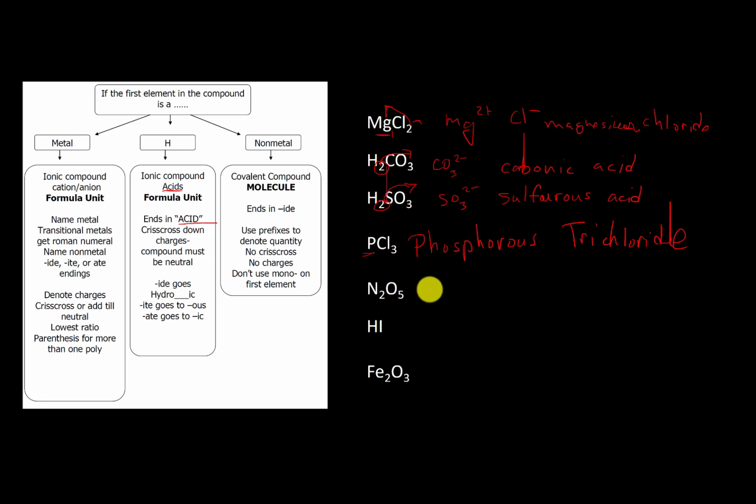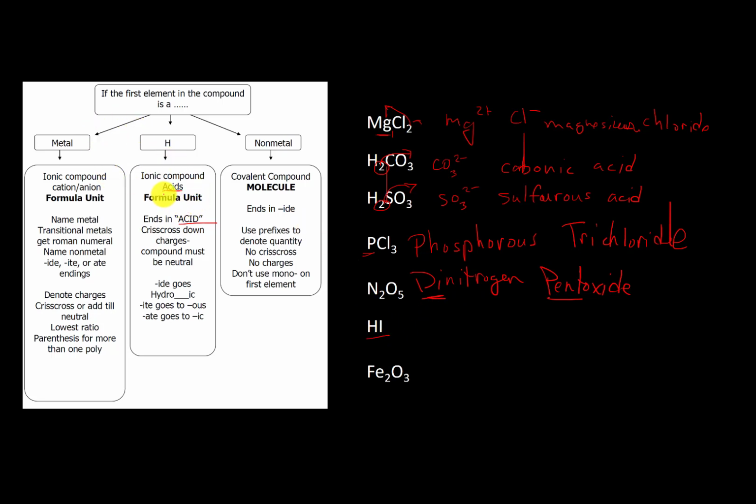Okay, now the next one here is dinitrogen pentoxide. All right, di means 2, pent means 5. So we've got 2 nitrogens and 5 oxygens. Of course, we know that nitrogen is a nonmetal, and so that's how we figured out that this was dinitrogen pentoxide.